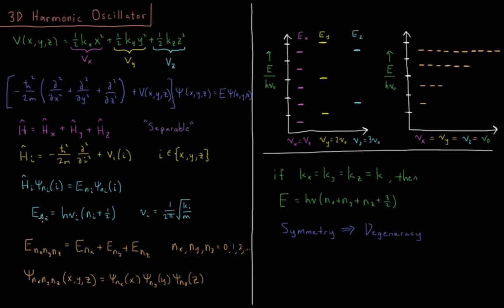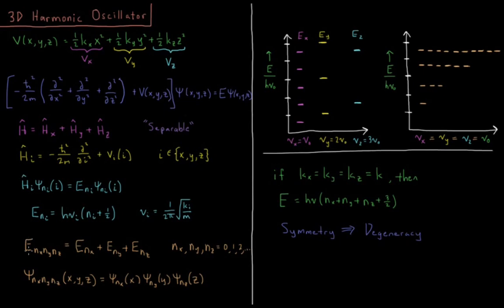And the energies of each of these individual dimensions is the energy of the one-dimensional harmonic oscillator model, h nu i times (ni plus 1/2). ni is some integer that starts at 0 and goes up to infinity, and the frequency in that dimension is 1 over 2 pi times the square root of the spring constant in that dimension divided by the mass, and our mass here would still be a reduced mass.